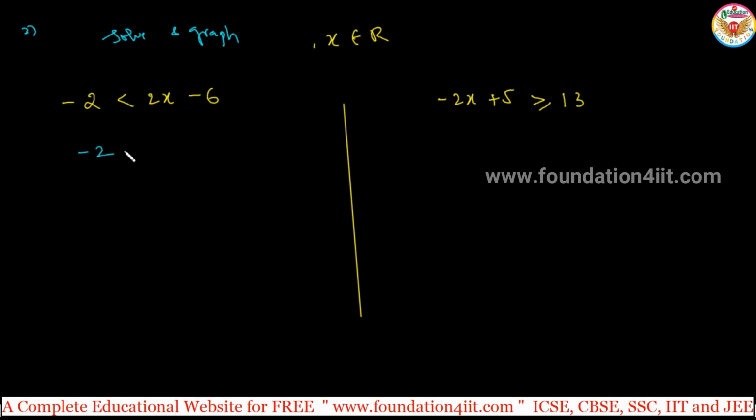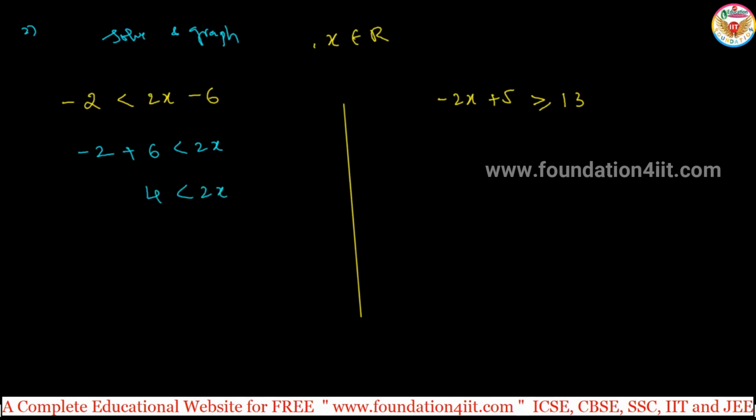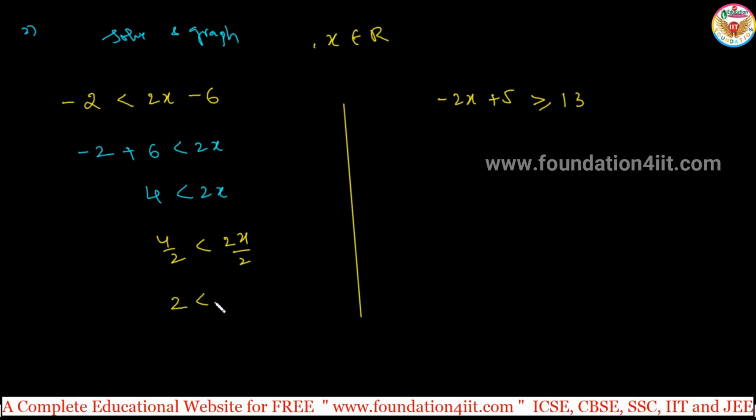Minus 2 plus 6 is less than 2x. Minus 2 plus 6 is 4, so 4 is less than 2x. Divide both sides by 2. So 4 divided by 2 is less than 2x divided by 2. Then 2 is less than x. So 2 is less than x means x is greater than 2. Okay, 2 is less than x, so x is greater than 2.